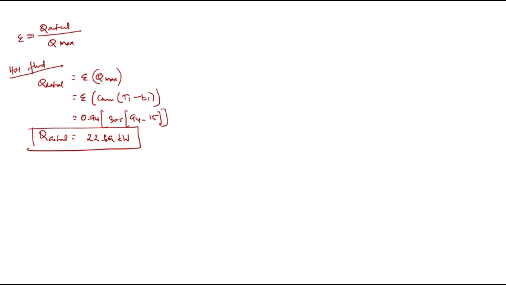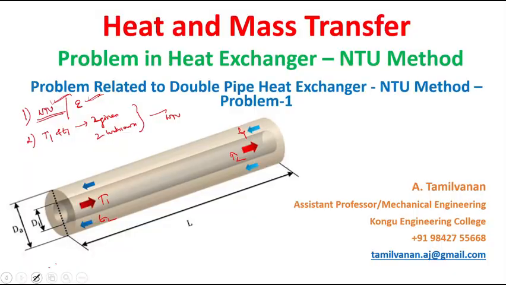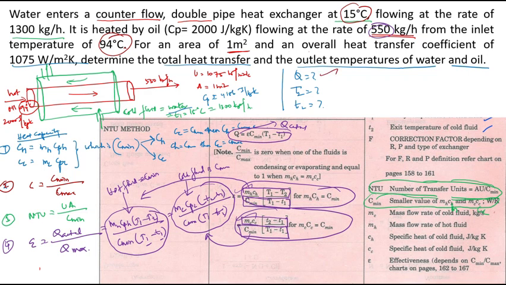Sorry, not actual, so it is into Q max. Then from that actual heat transfer, you may calculate the exit temperatures. First you find the actual heat transfer, and from that you are going to find the exit temperature of the hot fluid and of the cold fluid.